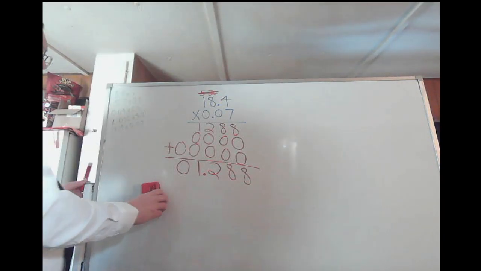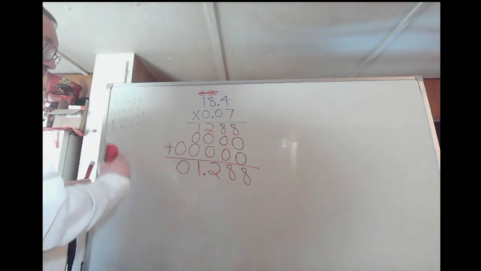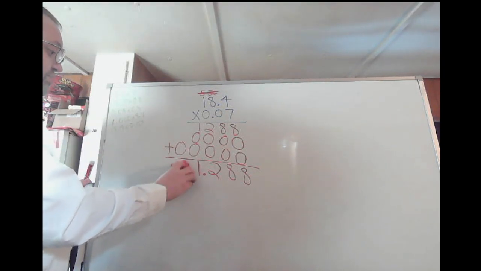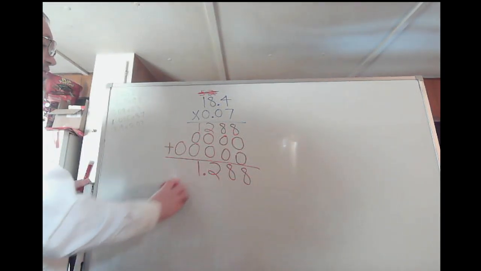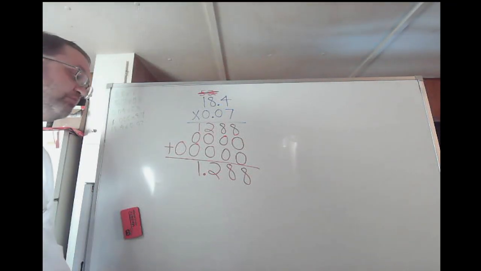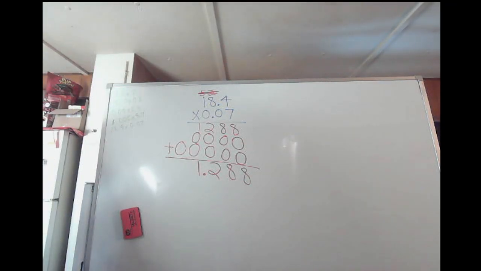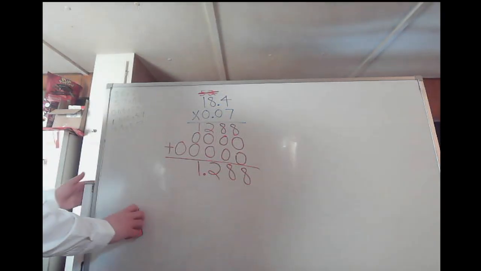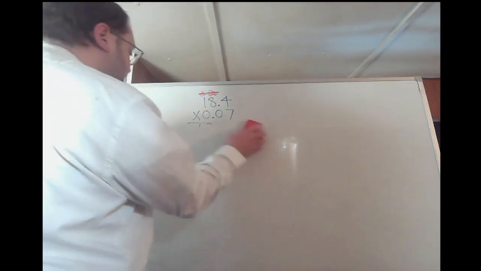Since you have a 0 in the tens place and zeros after that, you don't need that 0. You just have a whole number of 1. Your answer is really going to be 1.288. That would be your answer for that. So really, with multiplication, let's do one more. I'll feel better if we do one more.